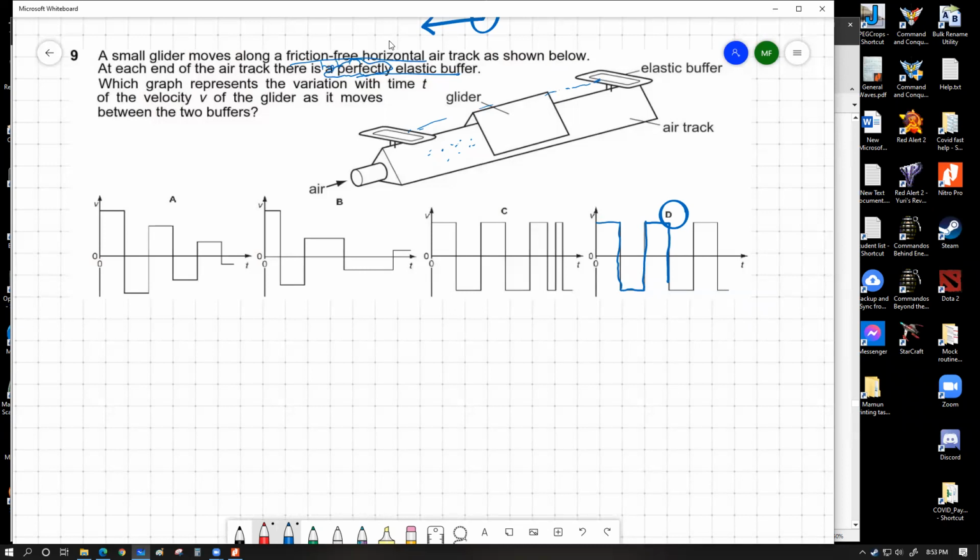Forward direction is given by positive velocity, let's say, and backward direction is given by negative velocity. As long as it is traveling between the two buffers, over the air track, we have constant velocity because it is frictionless. When it is colliding and bumping away, that's when the velocity is changing. That's given by these vertical lines. So all of these vertical lines represent collisions, and all of these horizontal parts represent uniform motion, which is the glider moving on the air track, left or right.